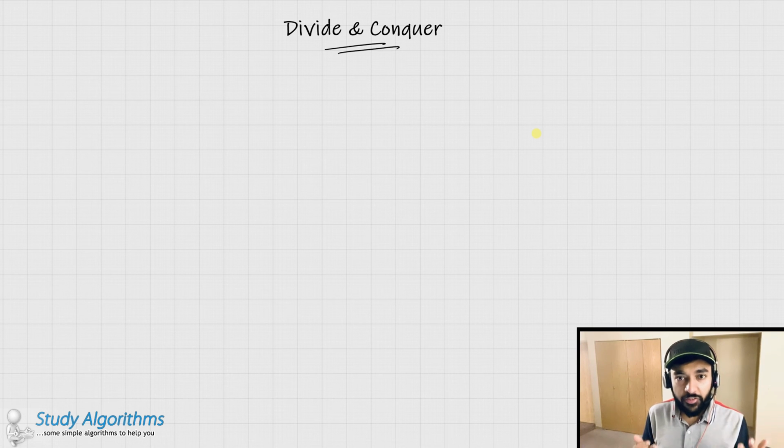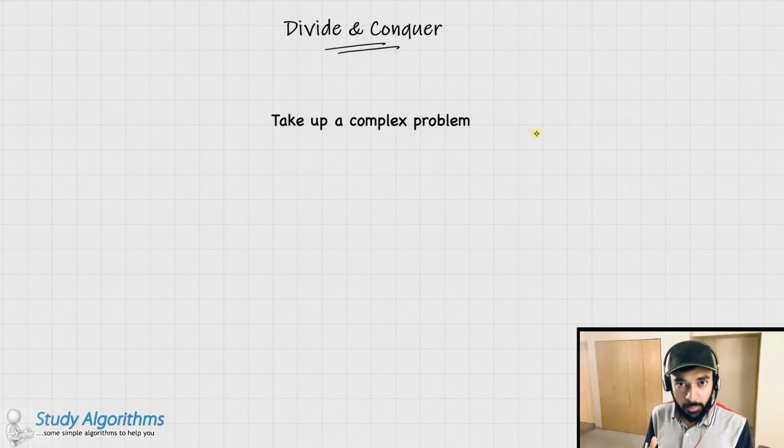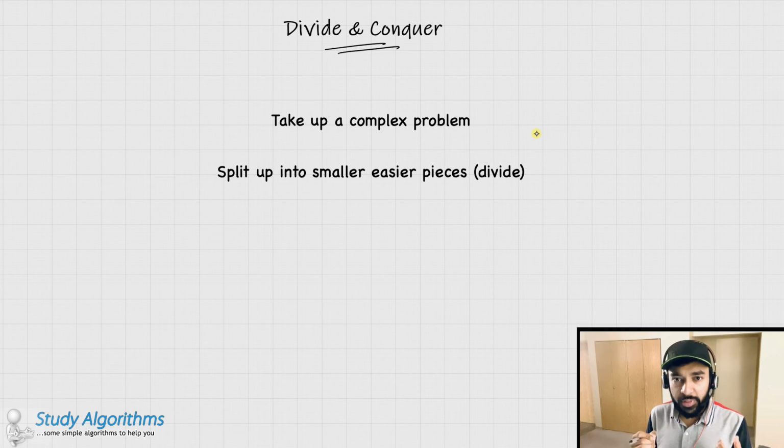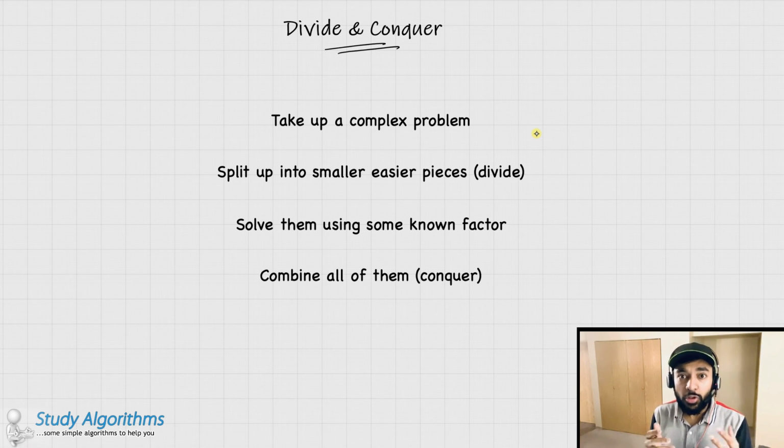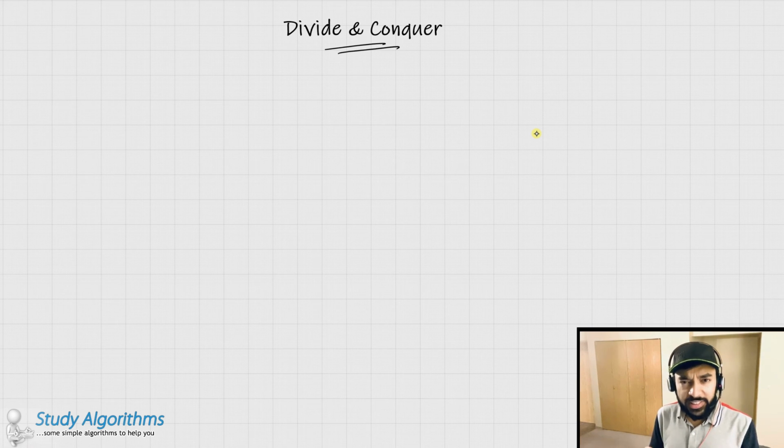There can be several different ways to approach a problem. Divide and conquer is one of them. Divide and conquer means that you take up a complex problem, split it up into smaller, easier pieces, solve them individually, and then combine the results to solve your actual original problem. The best way to understand it would be via an example.